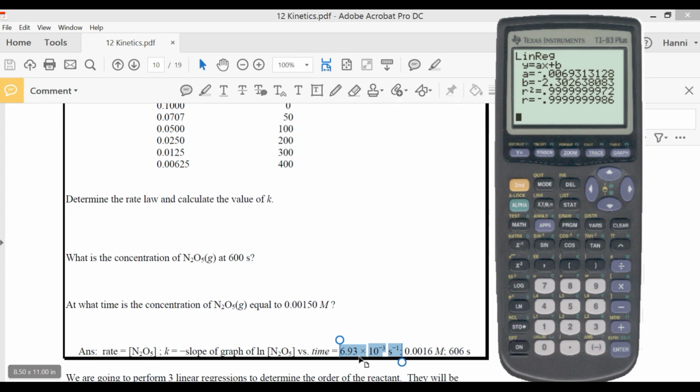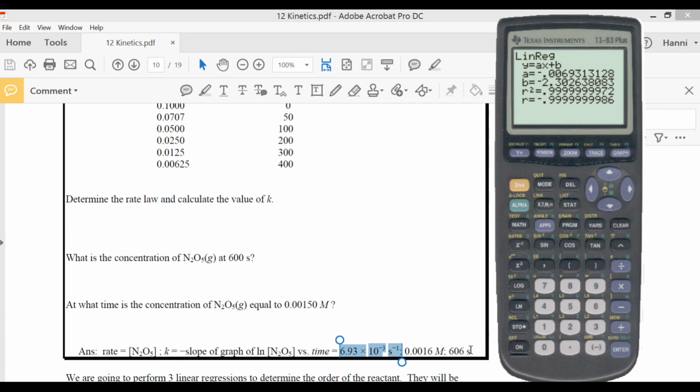And now that we have our rate equation, our rate law, we can go ahead and plug in 600 seconds to solve for the concentration, which you should get as 0.0016 molarity. And we can also plug in a molarity concentration, right, 0.00150 molarity, and solve for what time that would be at. So 606 seconds, right?